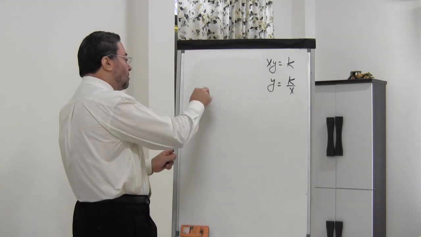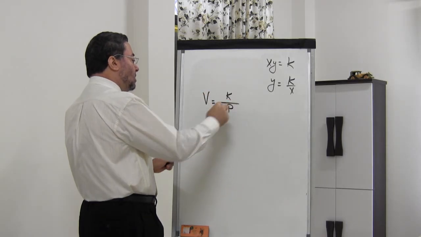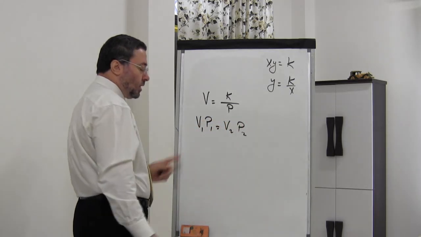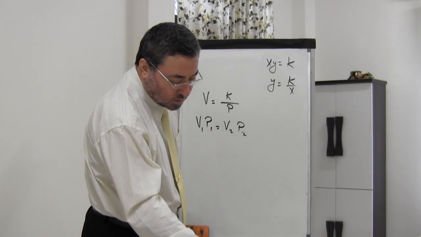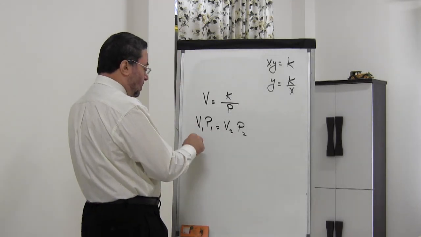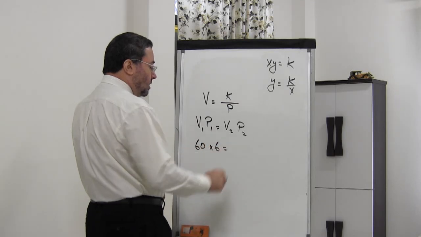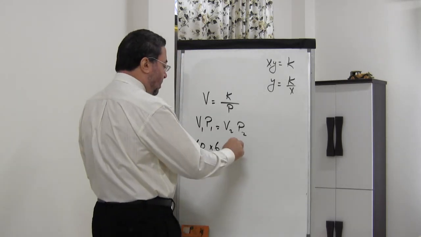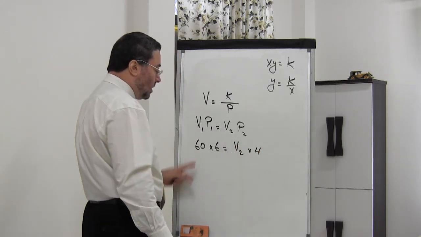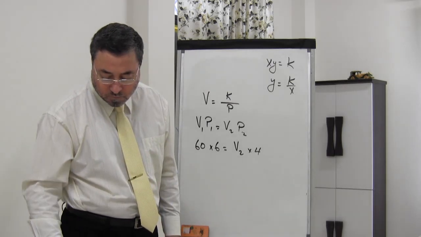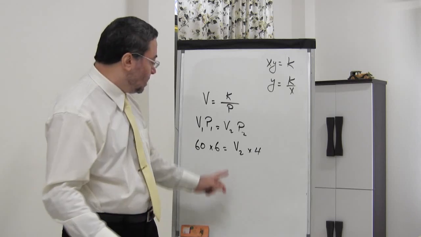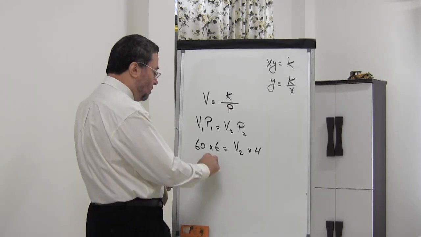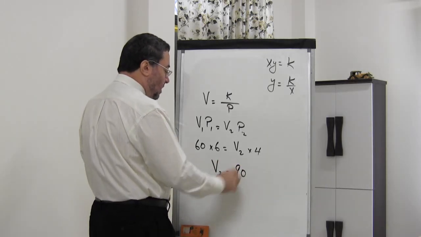So the volume varies inversely with pressure, and here we can write this as such. And we have here the first two values, 60 and 6. So 60 for the volume times 6 atmospheres equals, find the volume under 4. So V2 times 4. And now we solve. 60 times 6 divided by 4, and that's equal to 90. So volume 2 is 90.